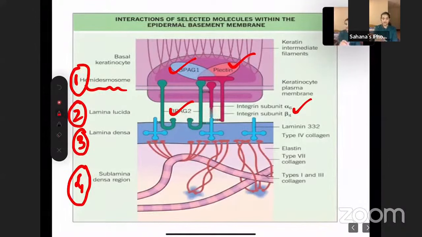You can see a lot of overlapping here, with the Lamina Lucida also. I hope these are the basic components of the basement membrane zone you should not forget. The four things which I said were Hemidesmosome, Lamina Lucida, Lamina Densa, and the Sublaminar Densa. In the Hemidesmosome, the four structures which we studied were these. Now let's go to the next one, the Lamina Lucida.